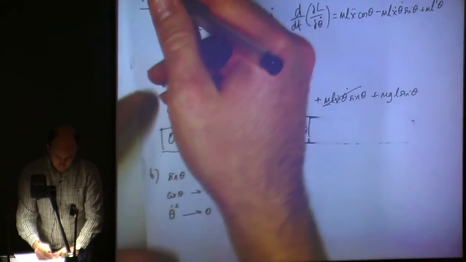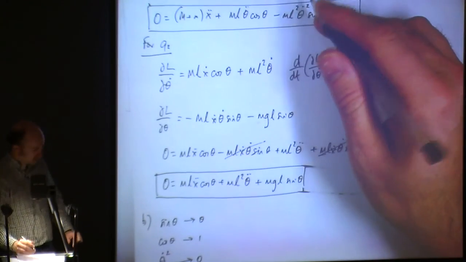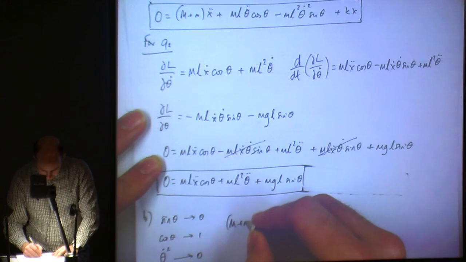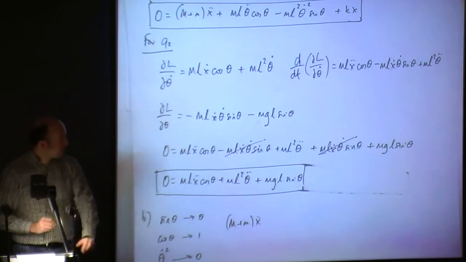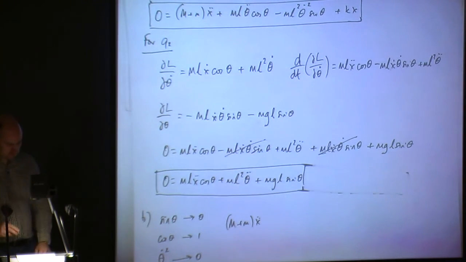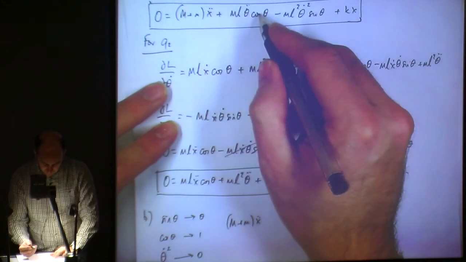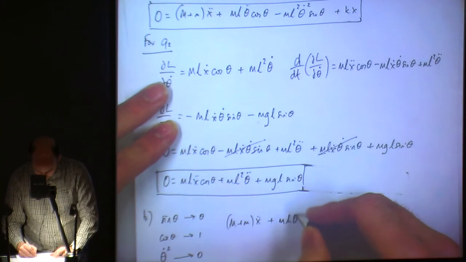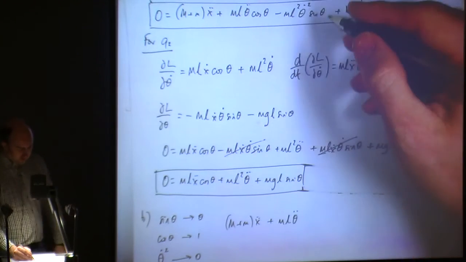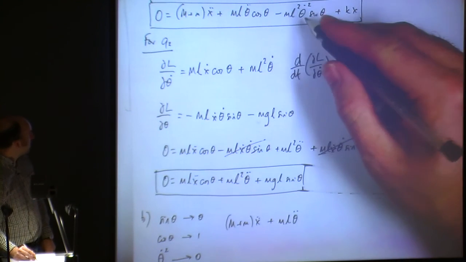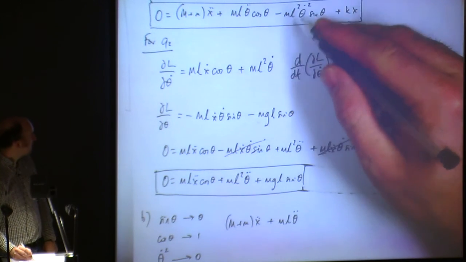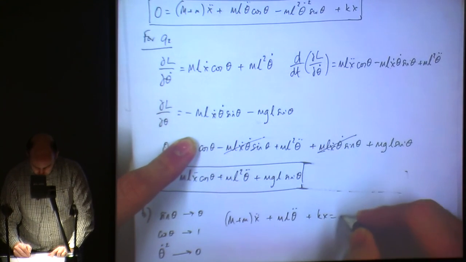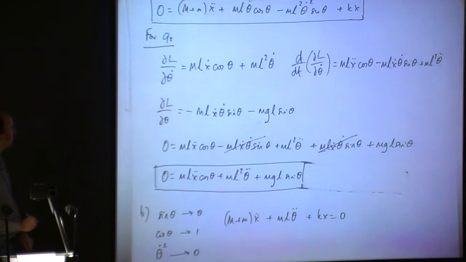Now if we take the first equation, which is up here, we've got m plus m x double dot, so we don't worry about that one. Here we've got a cosine of theta. Well, we know that equals 1, so we've got plus ml theta double dot. Here we've got a sine of theta. Well, we know that equals theta, but we're neglecting theta dot squared, so that term disappears, plus kx equals 0. So that's the first equation.